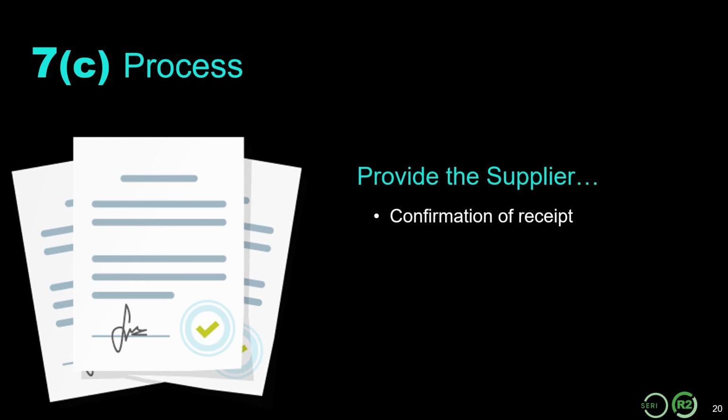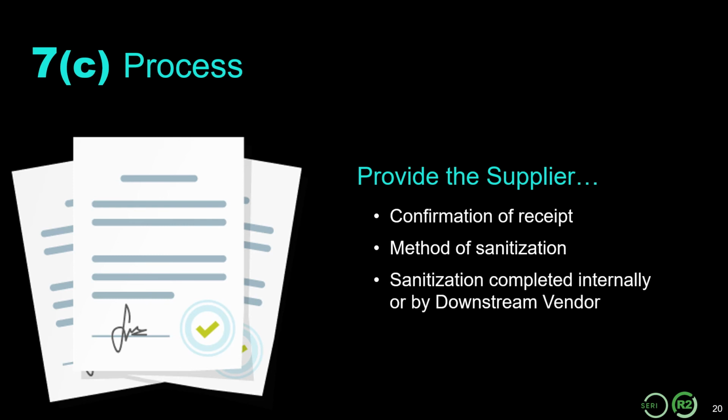Now that we've covered the security controls in 7B, let's take a closer look at the process section in 7C. The requirements in 7C begin with providing the supplier confirmation that equipment or components containing data have been received, the method that will be used to sanitize the data, and whether the sanitization will be completed internally by the R2 facility or by a downstream vendor.